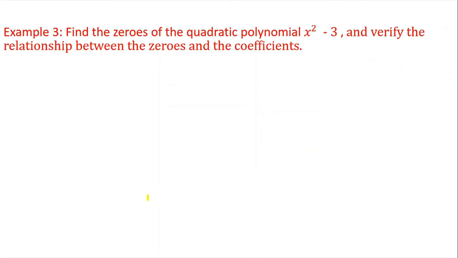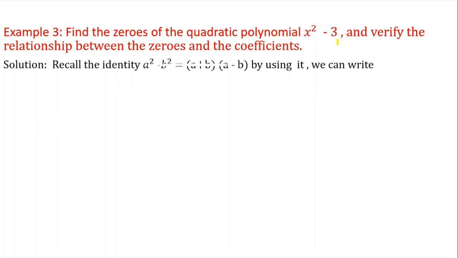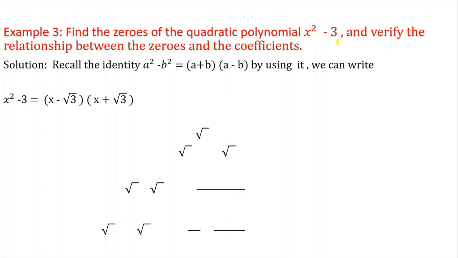Now example 3: find the zeros of the quadratic polynomial x square minus 3 and verify the relationship between zeros and the coefficients. We know that if you want to find zeros for a quadratic polynomial, we have to find factors. It is clearly in the form of a square minus b square. So I can write x square minus 3 as x minus root 3 into x plus root 3.